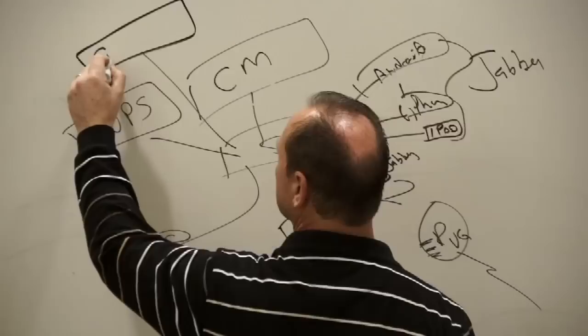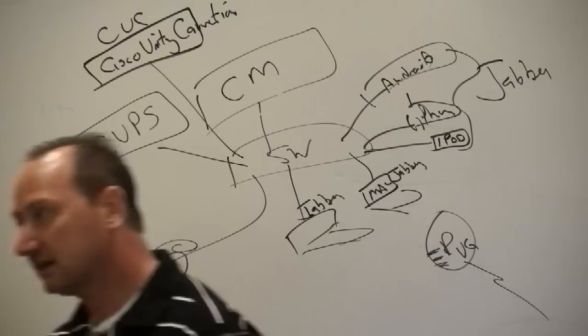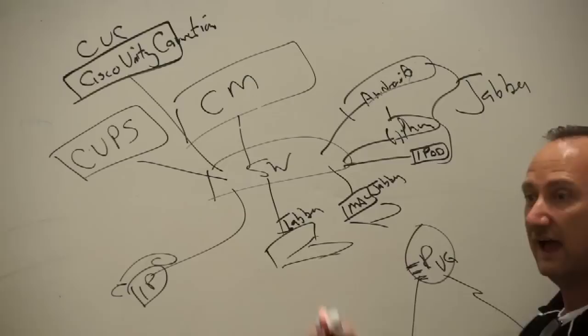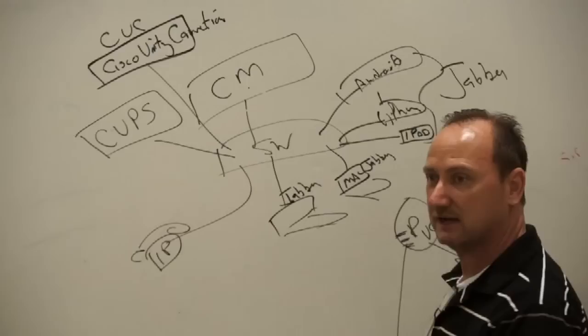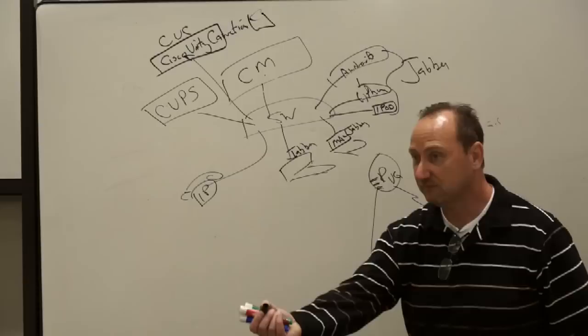Cisco Unity Connection, CUC, is an application server that provides voice messaging. So if somebody calls from the outside or somebody from the inside to my phone and it rings with no answer, it rings for however many times, Communications Manager can be configured to send that phone call to my voicemail box. It's just a server with hard drives. Again, it can be virtualized, can run on a UCS platform and everything.